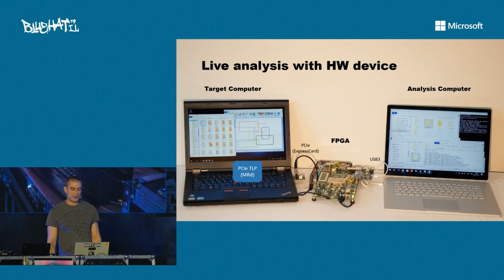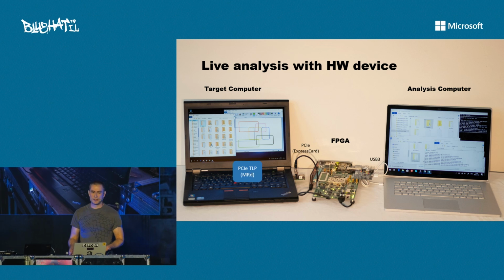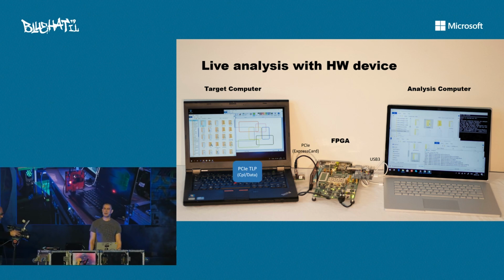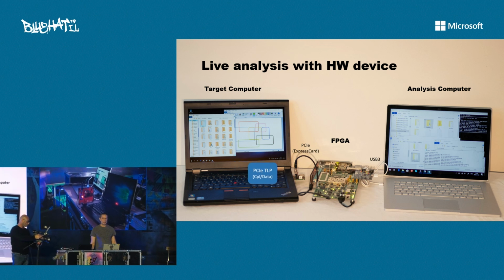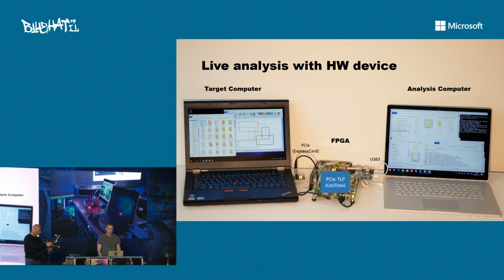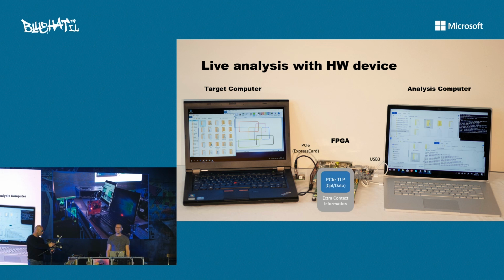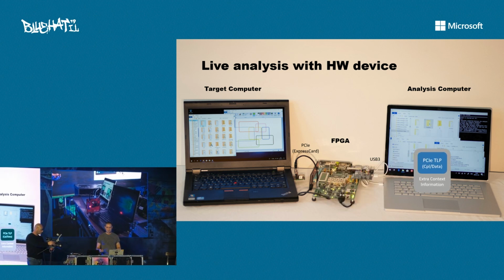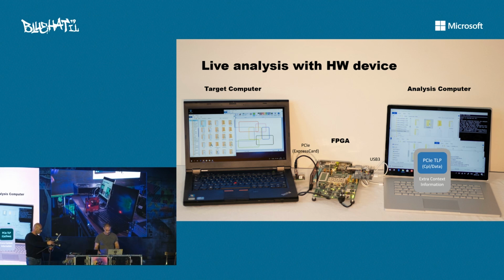Today, I'm using Express Card here for convenience, but you may also use other things like Thunderbolt, for example. Once the PCI Express transaction layer packet reaches the target system root complex, it reads the memory of the target system and responds with a completion packet containing the actual data read. It transmits it back to the FPGA, which then forwards it back to the analysis computer. This way, we are able to both read and write physical memory with a hardware device.